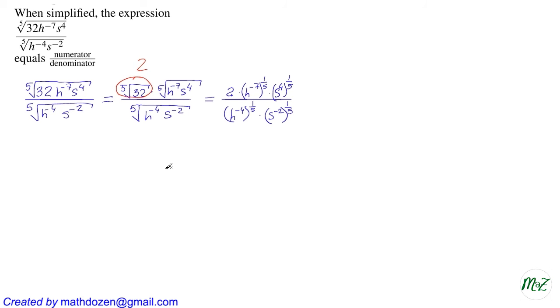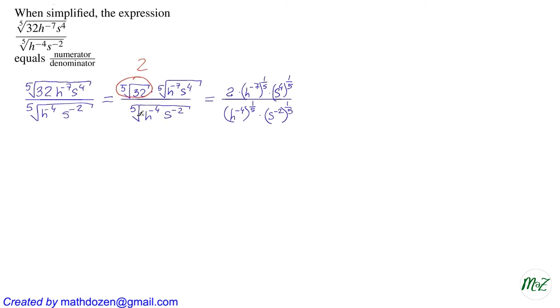We're asked to simplify the expression, and we need to simplify it as much as possible. So this is the copy of that expression: 5th root of 32h to the negative 7 s to the 4th power over 5th root of h to the negative 4th s to the negative 2nd power. So I'm going to go ahead and split the numerator. There is 5th root of 32 times 5th root of the other two variables. The reason for doing that is that 5th root of 32 is actually equal to 2. And that's what we're going to get on the next version of this expression.